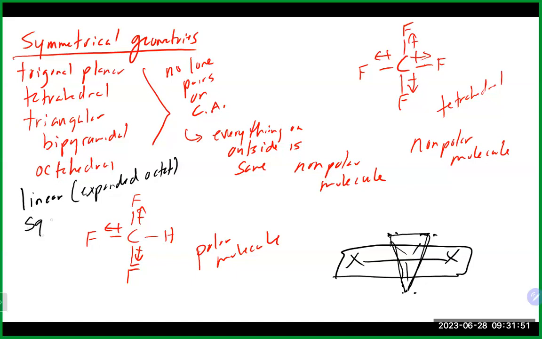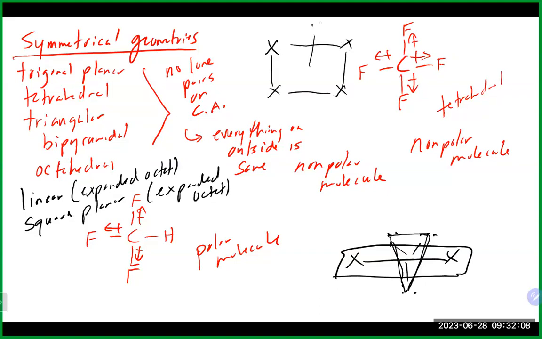And the other expanded octet is our square planar. That is the one where we have the 2 dots coming through here, which makes that square. And because it's a square, they will cancel each other out as well because they're equal and opposite each other. So those are the 2 exceptions that can have dots. If everything on the outside is the same, it will be nonpolar because of their really symmetrical geometries. And again, that's a really easy way to do it.